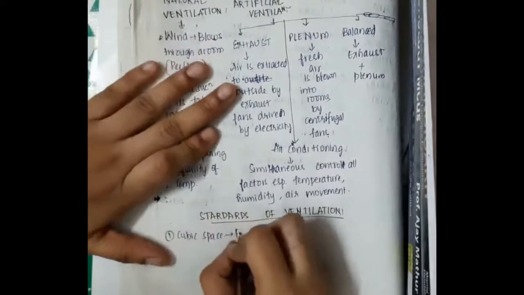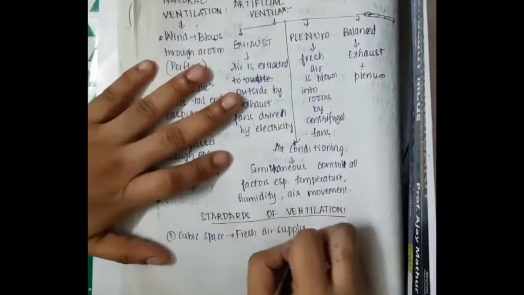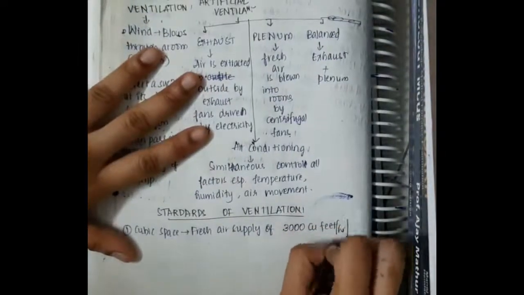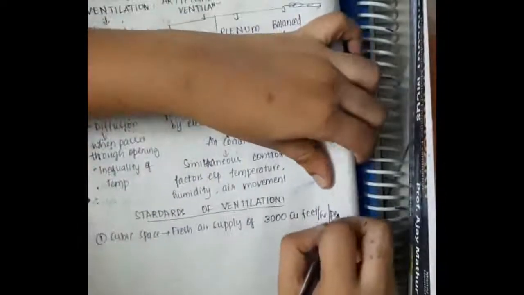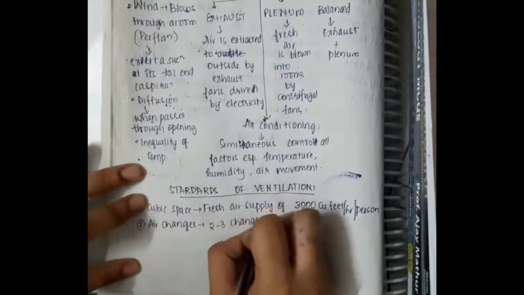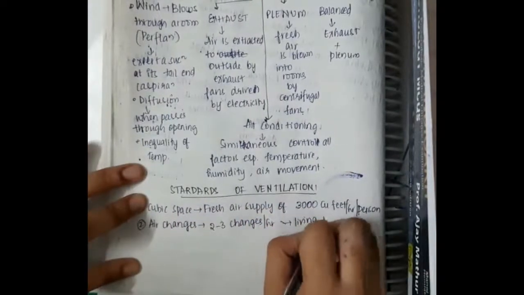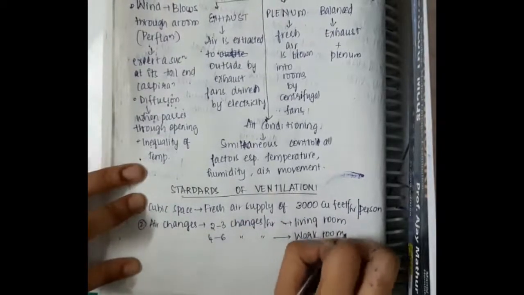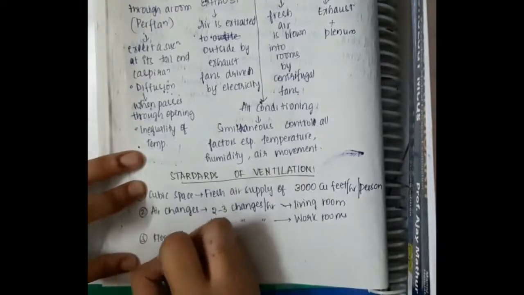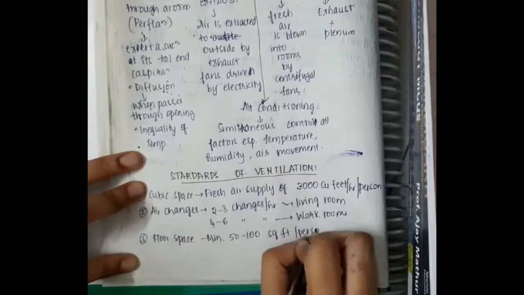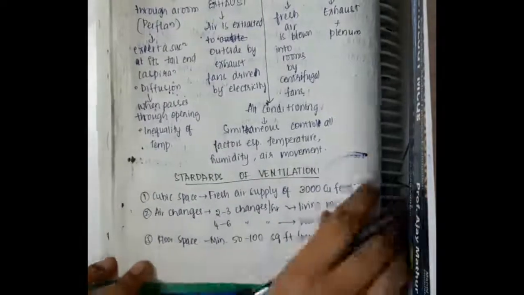One is cubic space. A fresh air supply of 3000 cubic feet per hour per person is important. Then air changes: 2 to 3 changes per hour should be present in a living room, whereas 4 to 6 changes per hour for a workroom. Then third, floor space. Minimum floor space is 50 to 100 square feet per person.